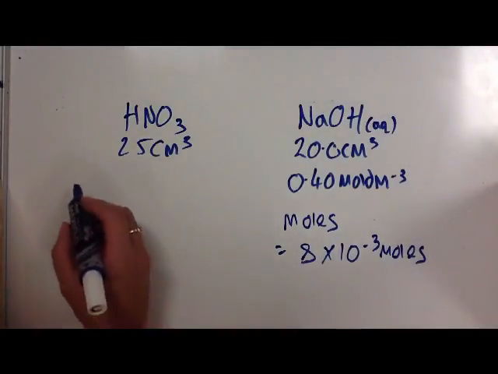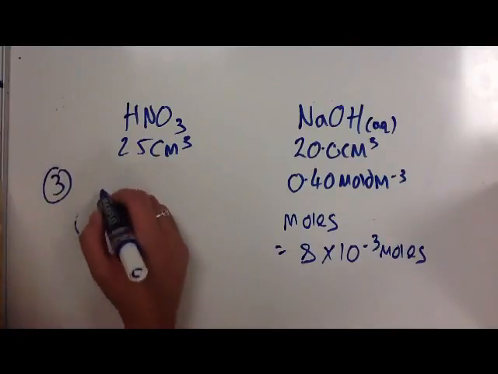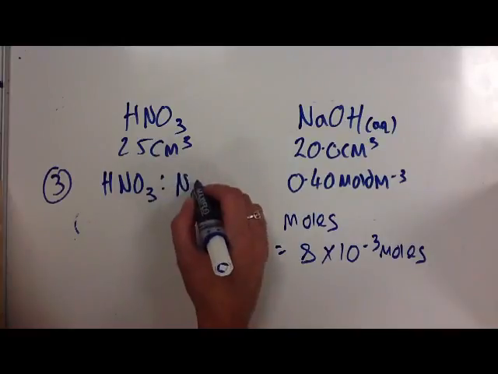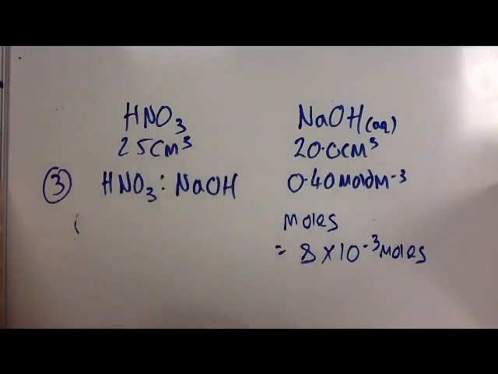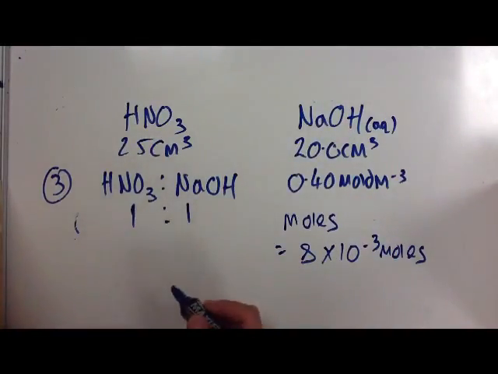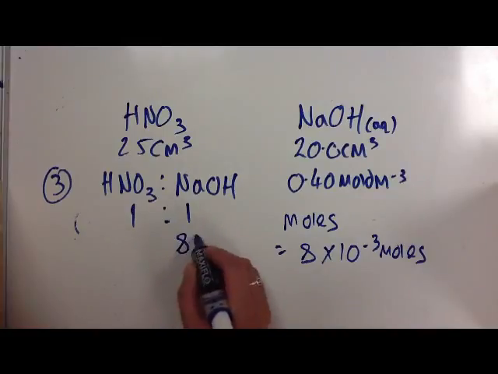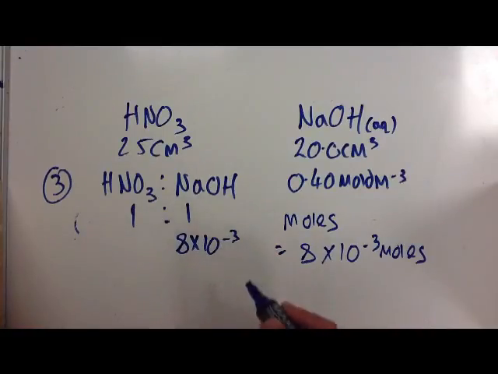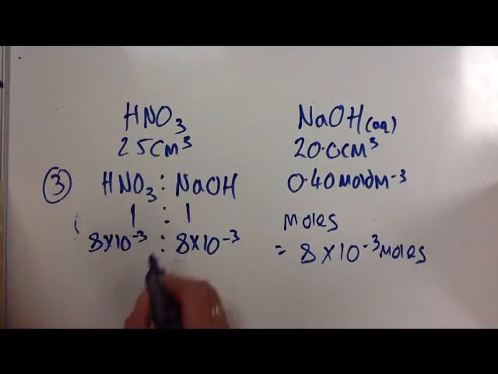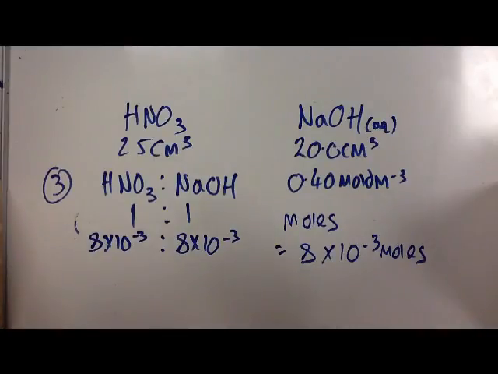Step 3 is really important. Step 3 is that ratio. How many moles of nitric acid do we have for every mole of sodium hydroxide? From our equation earlier on, and I've kept it in my columns, we have a ratio of 1 to 1. Which means that if I had 8 times 10 to the minus 3 moles of sodium hydroxide, I would also have 8 times 10 to the minus 3 moles of nitric acid. I've now got some extra information about my nitric acid.